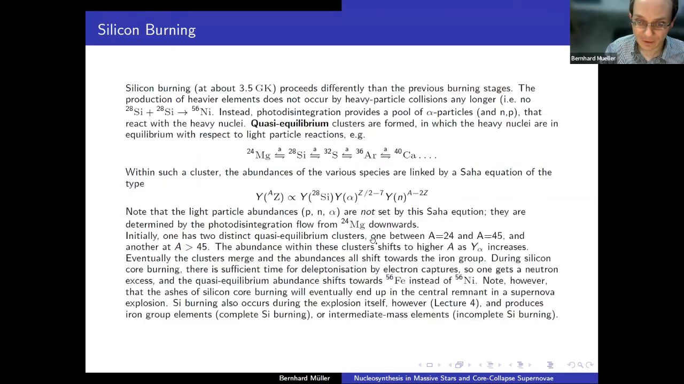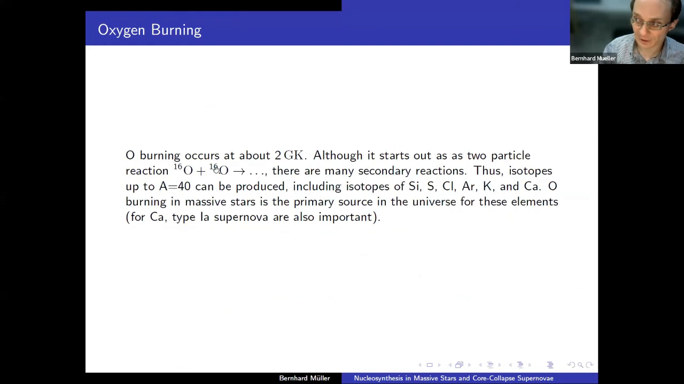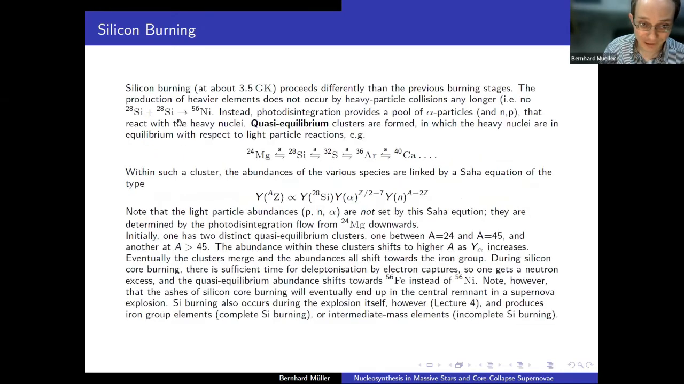Then it gets more complex yet with silicon burning, and silicon burning is now of a completely different nature. This is something that's probably not so much discussed in textbooks, because silicon burning, starting from about 3.5 gigakelvin, does not really happen by two-particle reactions of heavy nuclei anymore. Oxygen burning still does: you throw oxygen nuclei at each other and they react. With silicon, that's no longer the case. The net reaction might be that you start with silicon and you end with nickel-56, but the actual physics is more complicated.